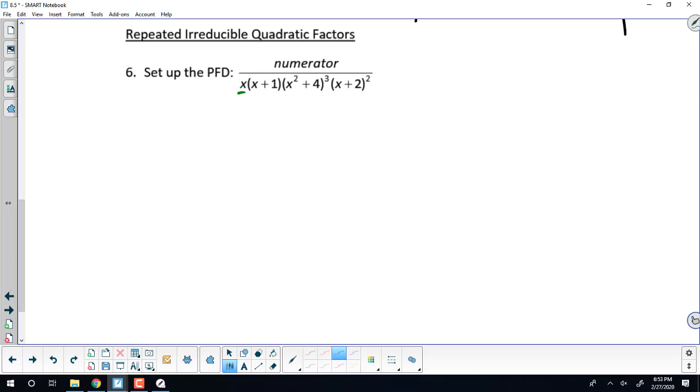What kind of factor is x? Linear, right? It's x minus 0. So we have a over x. We have another linear, x plus 1, so we have b over x plus 1. x squared plus 4 cubed, that's an irreducible quadratic, repeated. So we need a linear over that, so we're going to use Cx plus D over x squared plus 4 to the first.